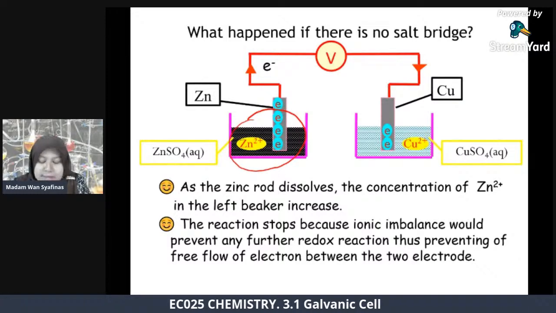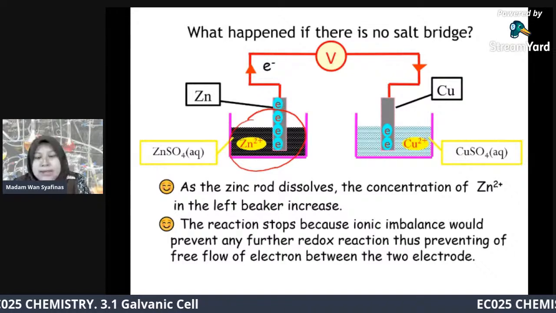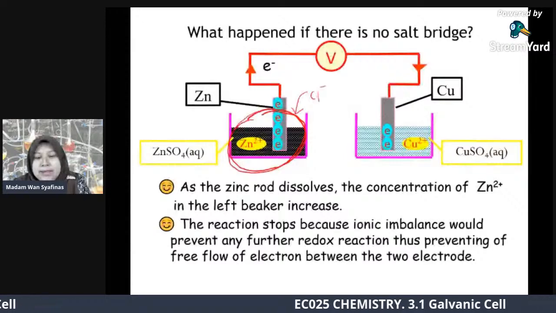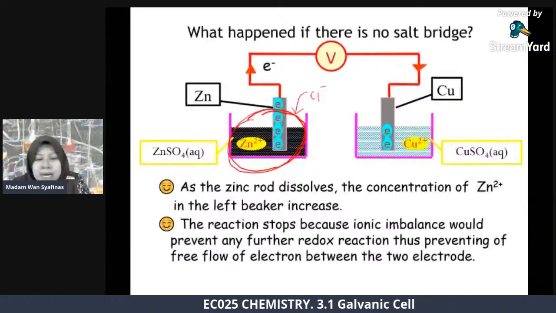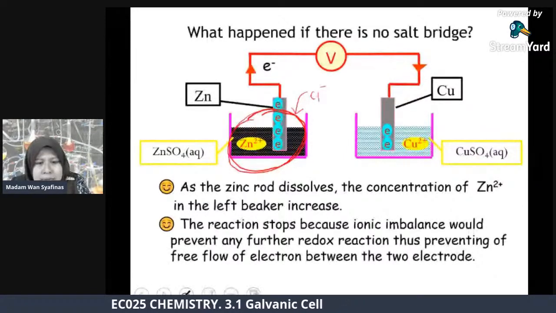Because if there is a salt bridge, Cl minus will enter the zinc half cell.